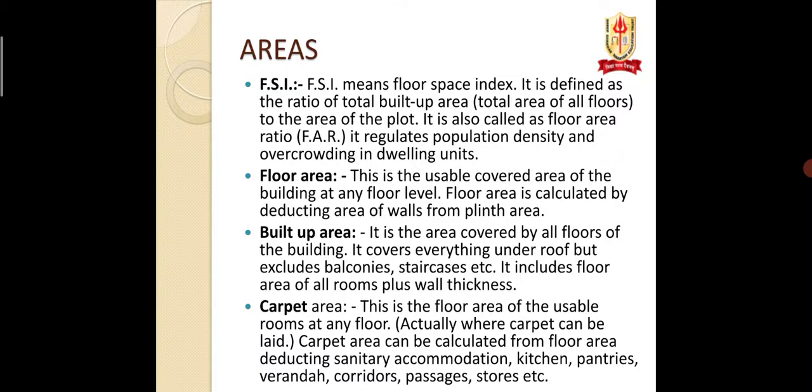Then the carpet area. It is the floor area of the usable rooms at any floor, actually where the carpet can be laid. The carpet area can be calculated from the floor area by deducting the sanitary accommodation, kitchen, pantry, verandas, corridor, passenger stores, etc. In the carpet area, only the internal areas of the rooms are considered. The wall thickness is also not considered.